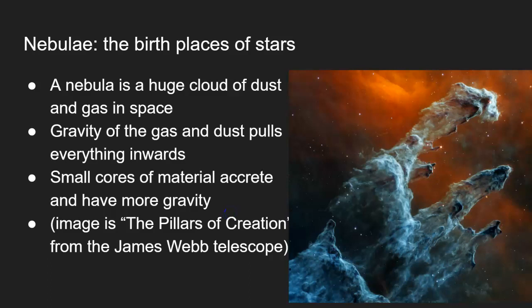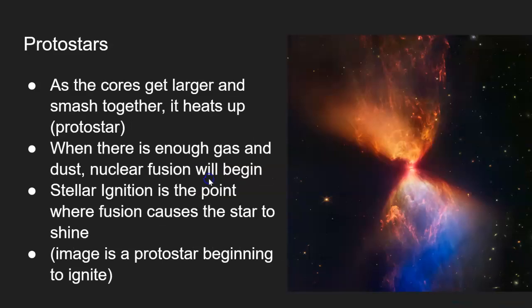A nebula, or in this case, the first use with the letter E at the end, nebulae. A nebula is a huge cloud of dust and gas in space. What you'll see on the right there is a brand new picture from the James Webb Telescope showing the pillars of creation. This is a nebula where the gravity of gas and dust pulls everything inwards, and small cores of material will accrete and have more gravity, and they will continue to accrete until they get bigger and bigger, and eventually they can move on to the protostar phase.